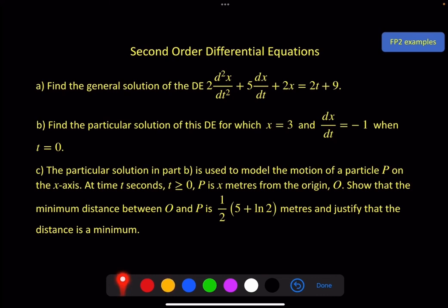Second and final example. Again, I'll just quickly run through the pieces and then we'll do them one by one. Find the general solution of this. Then we'll find the particular solution given our boundary conditions. And then we're told a little bit of context here.